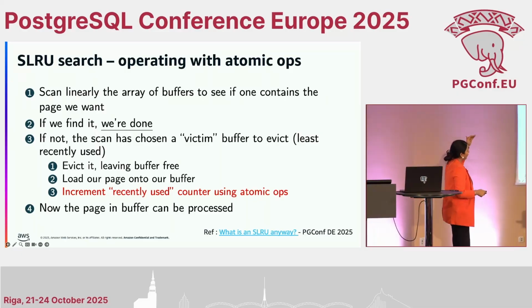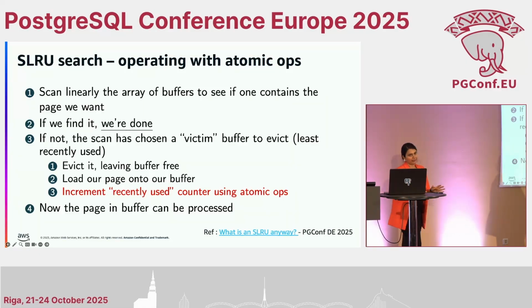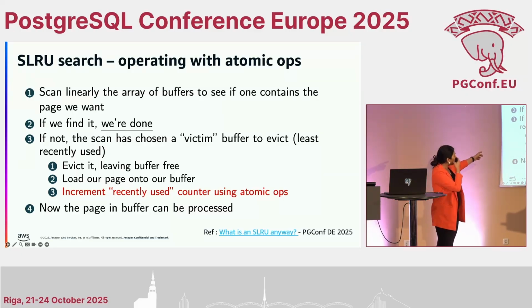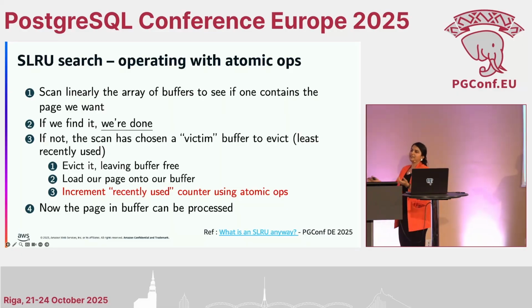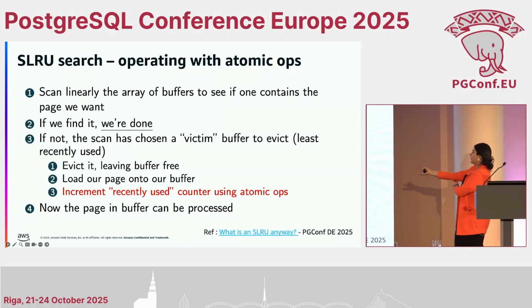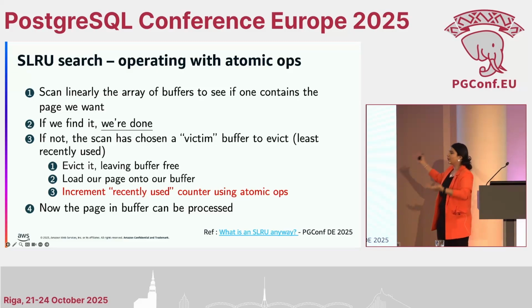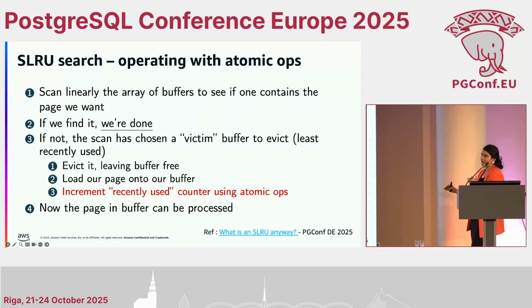So this is how the scanning and searching in the cache works, right? You scan linearly the array of buffers to see if one contains the page you want. If we find it, we are done. We are happy if it's there in the cache. If not, scan has chosen a victim buffer to evict because it's not being used. So we have selected it to evict, leaving the buffer free, and load our page into the buffer, increment the recently used counter using atomic ops, and now use the page in the buffer. This is how the cache works.